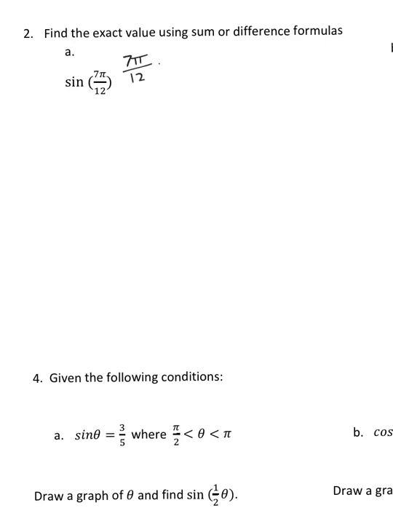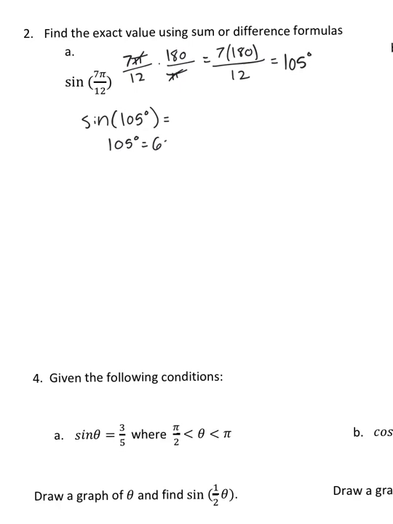so the 7 pi over 12, and you're going to multiply it by 180 over pi. So these pi's are going to cancel, and you have 7 times 180 over 12. That gives you 105 degrees. So you're looking for the sine of 105 degrees. So on your unit circle, you're going to be looking for two angles that are on the circle that add together to give you 105. I'm going to use 60 and 45.